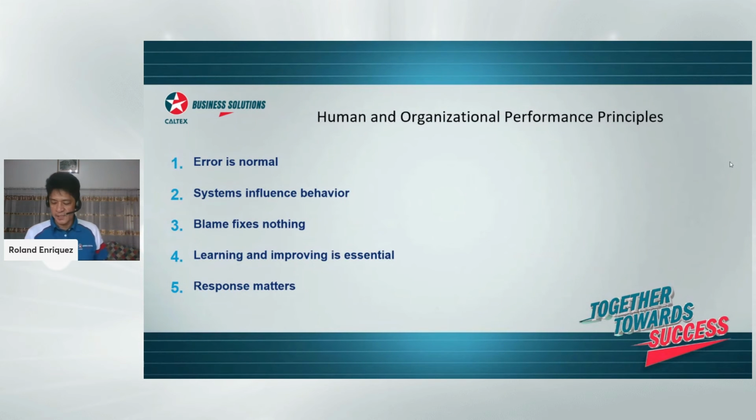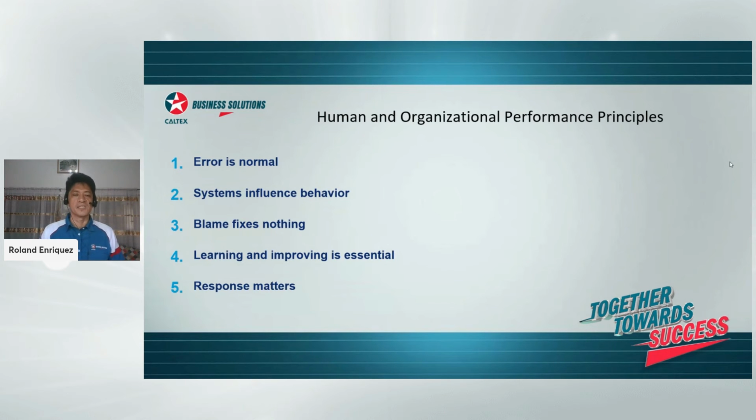All right, my next slide is around HOP principles. Quickly, this topic is normally four hours, but for these purposes I just want to focus on one concept, which is error is normal. Basically, these are the five HOP principles. This is something that you need to apply and institutionalize in your operation if you want to increase your chances of preventing incidents. Number one is really error is normal. We all know people are not perfect. We all have the ability to commit mistakes.